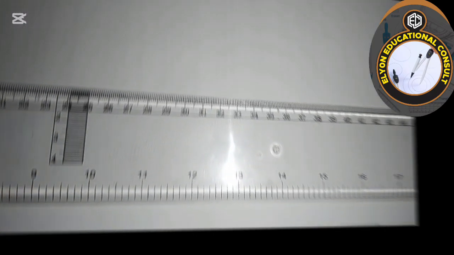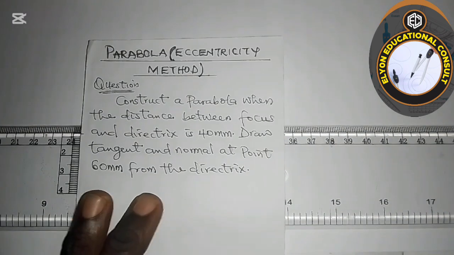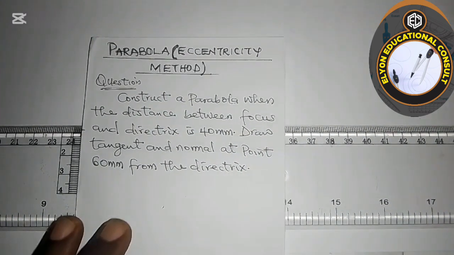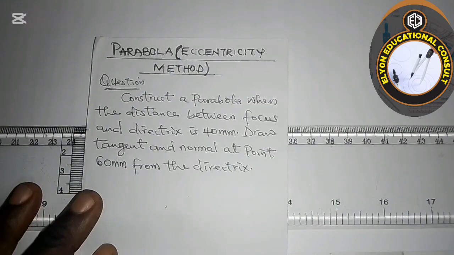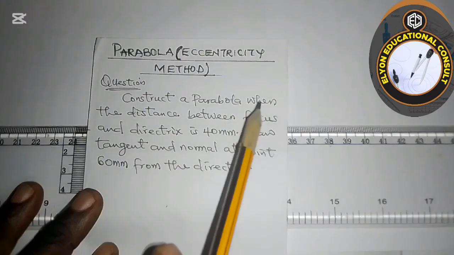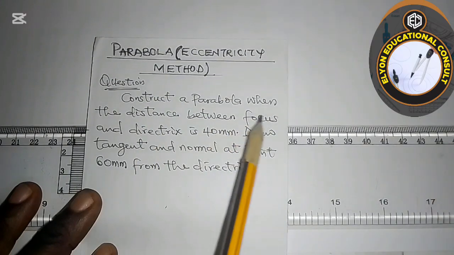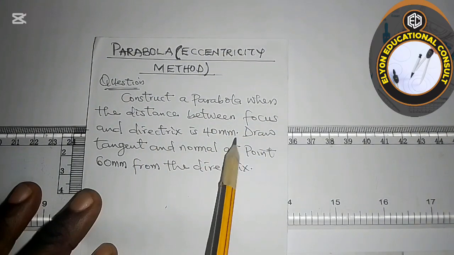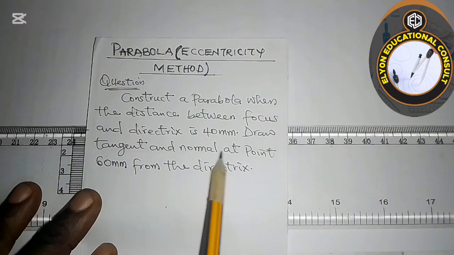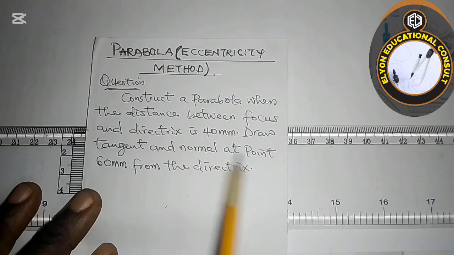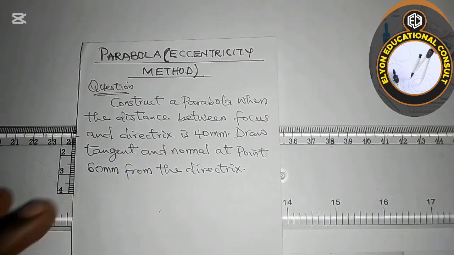In today's video I'm going to be constructing a parabola using the eccentricity method. There is a question here we are going to be treating together. The question says construct a parabola when the distance between focus and directrix is 40 mm. The question also says that we should draw a tangent and normal at a point 60 mm from the directrix.